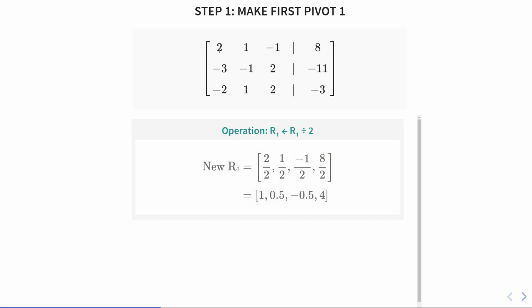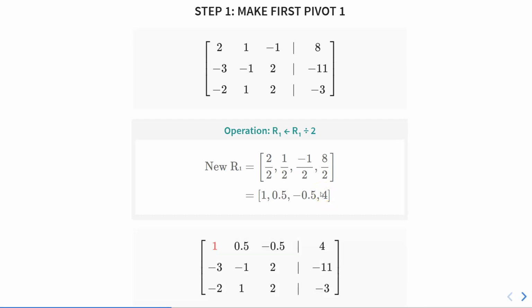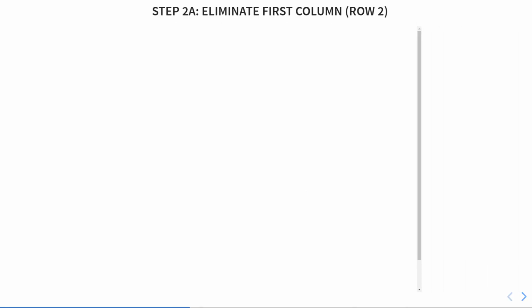So if I do that, the new R1 will be 2 by 2, 1 by 2, minus 1 by 2 and 8 by 2. So new R1 will be 1, 0.5, minus 0.5 and 4. Now if I write the new matrix, that will be 1, 0.5, minus 0.5 and 4, and the other elements will be as they are. Next I have to eliminate first column, row 2.